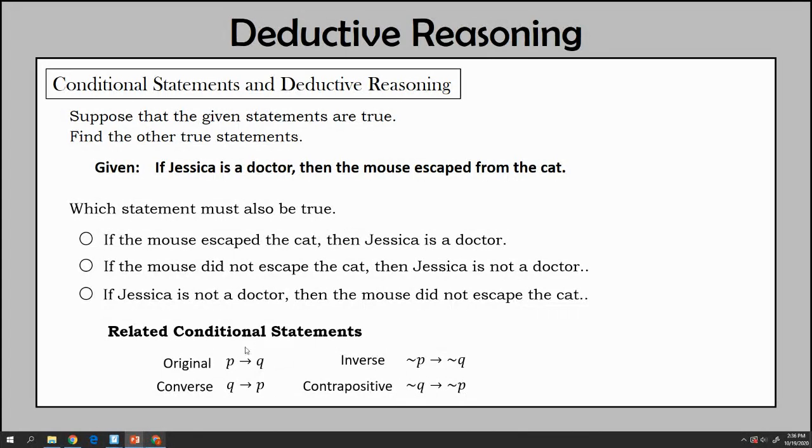So remember writing those out. We did those not too long ago. And then furthermore, hopefully you remember that the original statement and the contrapositive always have the same truth value. So if this original statement is true, and they tell us it is, then the contrapositive of that has to be true. So what's the contrapositive of this statement? Well, it's when I switch the hypothesis and conclusion and negate them both. So if the mouse did not escape the cat, then Jessica's not a doctor. That's the contrapositive. That's got to be true if that's true. So they bring the related conditionals into this type of questioning.